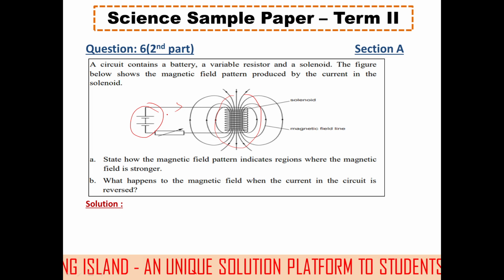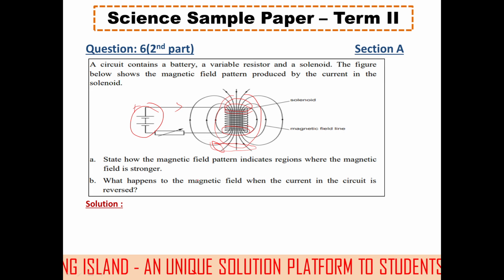Here the current is going in this direction because this is plus, so the magnetic fields are produced like this. State how the magnetic field pattern indicates regions where the magnetic field is stronger. Where the concentration of the magnetic field is more, there will be more force, so the magnetic field will be stronger here. So at these two ends of the solenoid, the magnetic field is stronger, and at the far points, the number of magnetic field lines is less, so the strength is also less.